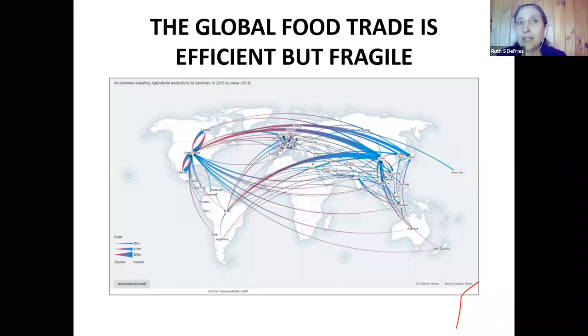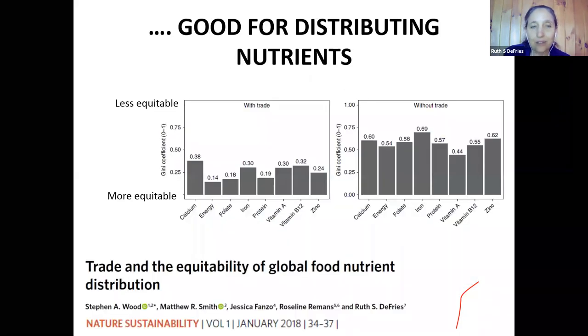So in one sense, that's efficient because food is produced where it's cheapest to produce and in the most productive areas. But on the other hand, that creates a fragility in case there is some disruption in the network. But again, there are some quite positive elements of this kind of global food trade.